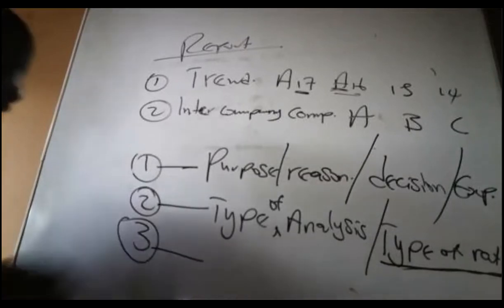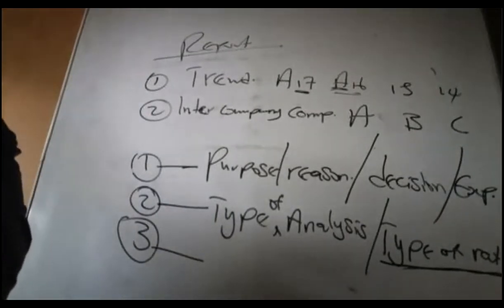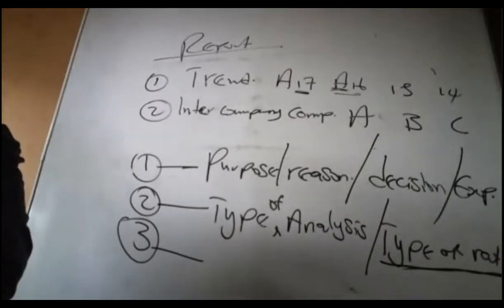So let me take sentence number 3 again. This report will be based on intercompany comparison between company A and company B for the 2017 financial year, using the following key ratios: profitability, liquidity, efficiency, and gearing or solvency ratios, together with the industrial or sector averages made available.